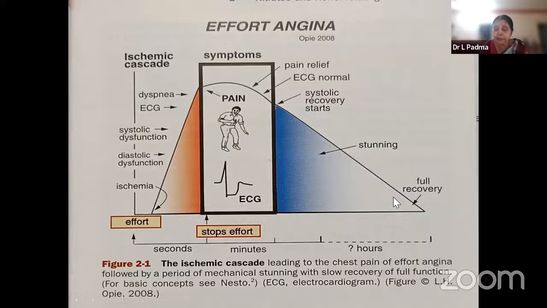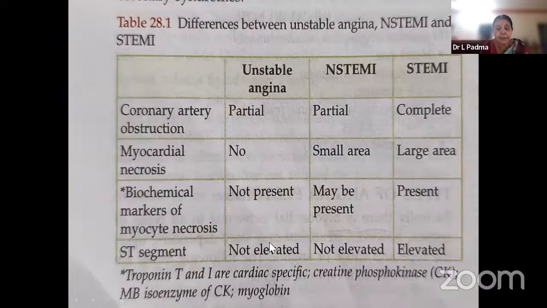For biochemical markers, nowadays we use troponin T and I, which are cardiac specific, and the others are non-specific enzymes. Here there is no change. It is not at all present. Here it might be present, and here it is absolutely present. So we do troponin T initially. The ST segment is always elevated.